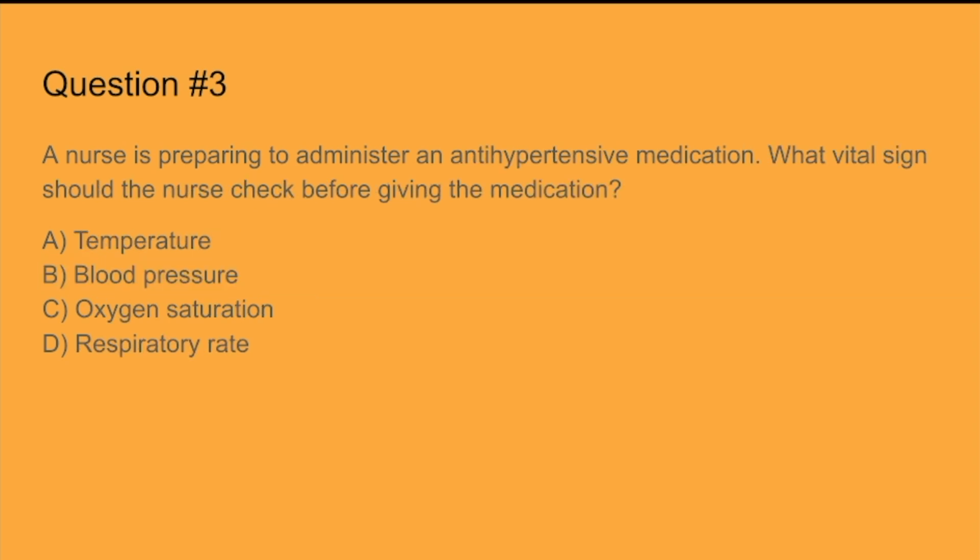Question 3. A nurse is preparing to administer an antihypertensive medication. What vital signs should the nurse check before giving the medication? Before we answer this question, what do antihypertensives do? They lower the blood pressure. So here we need to assess before we give this medication. So once you know what the medication does, you would know what you need to assess for, which is B, blood pressure.